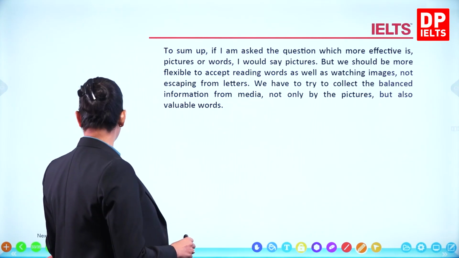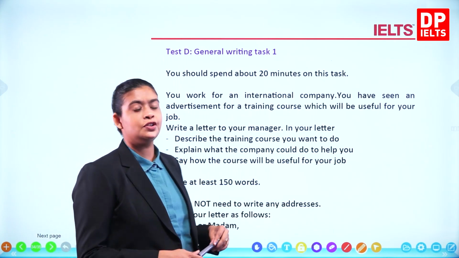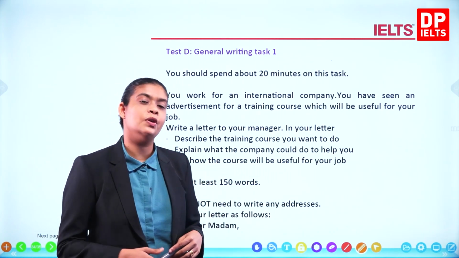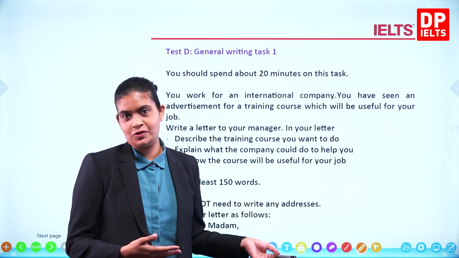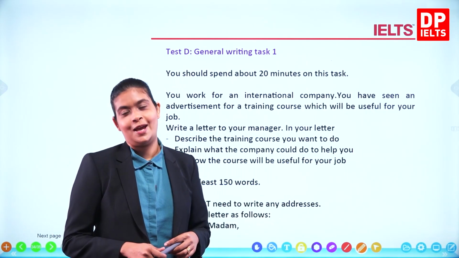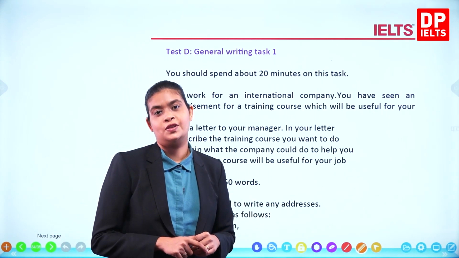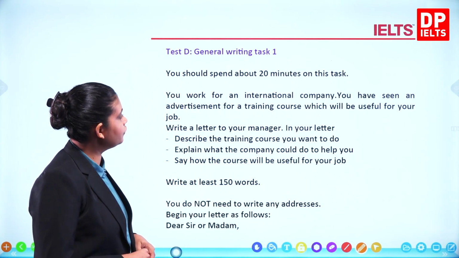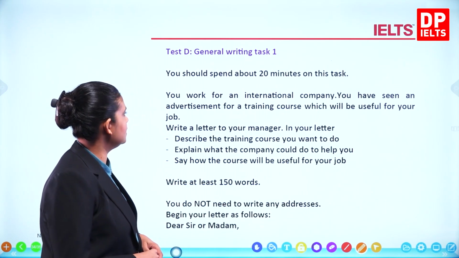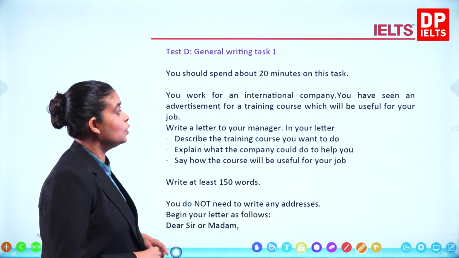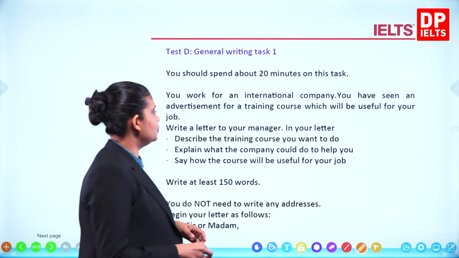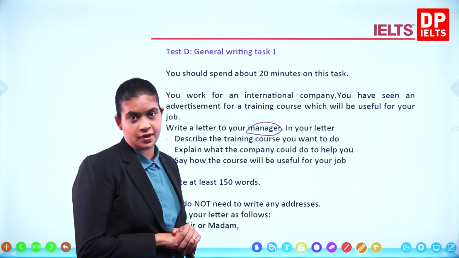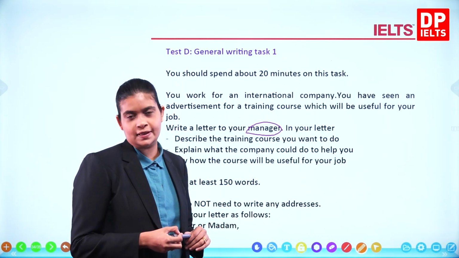Now, I'm not going to help you with writing tasks 1 and 2 in test D. I'm just going to put them down for you so you know what to do. Read the question, set your timer, and write the answers, and that for you is homework, right? Here is task 1. You work for an international company and you have seen an advertisement for a training course which will be useful for your job. So you are writing a letter to your manager, okay? These 3 bullet points must be covered. So take 20 minutes and write that.